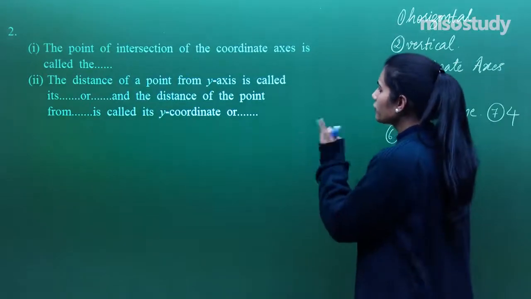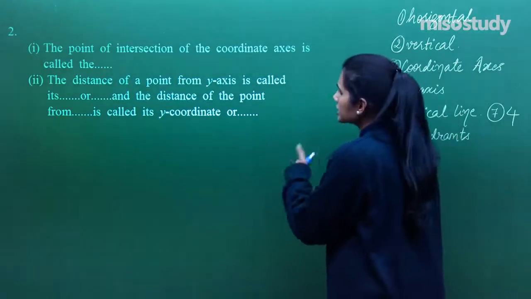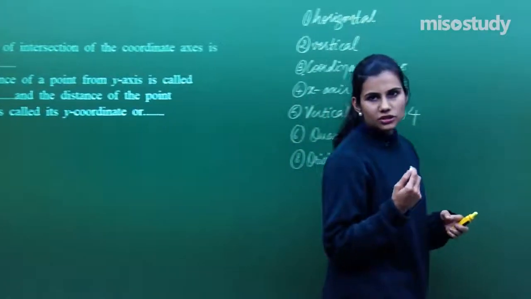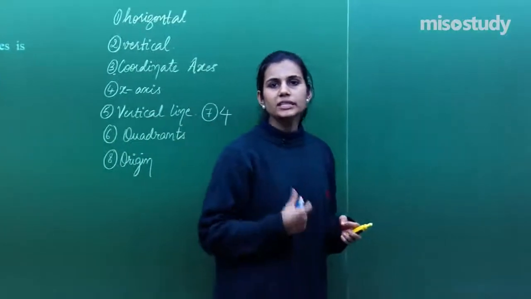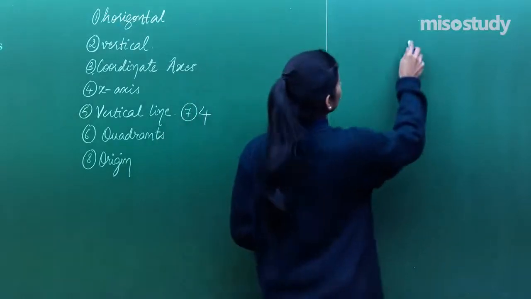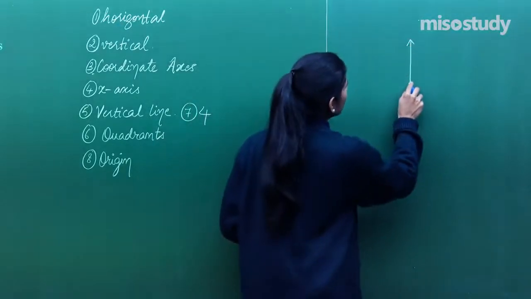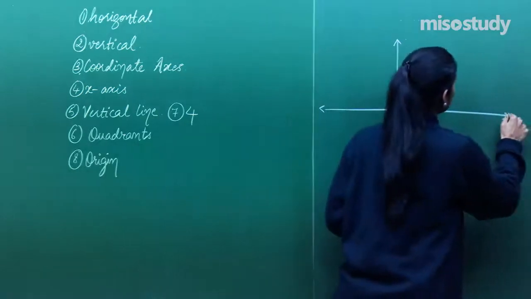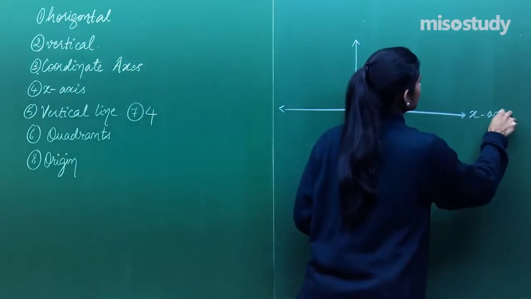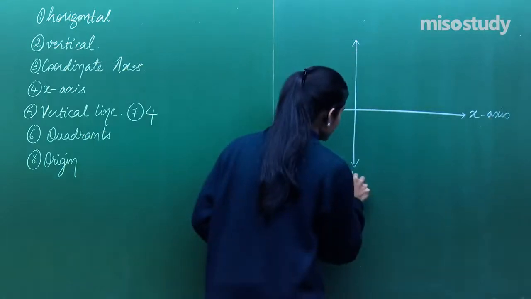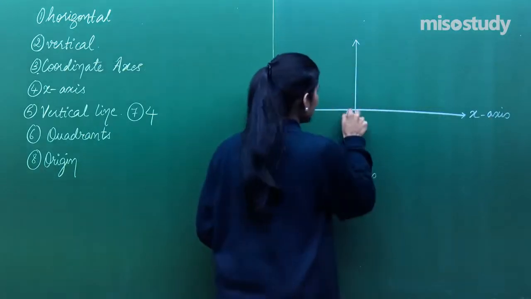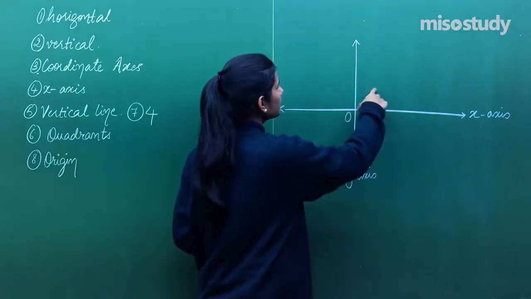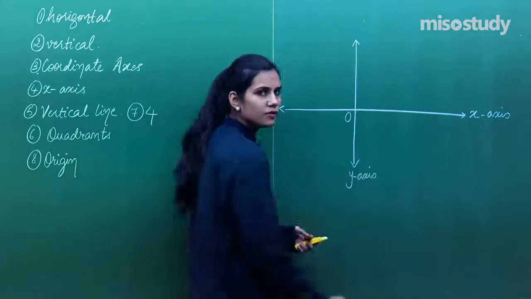The distance of a point from the y-axis is called what? The distance of the point from the x-axis is called what? Basically, let me revisit the concept of a point in the Cartesian plane. This is your plane, this is the x-axis, the vertical one is the y-axis. Both meet each other at the origin, dividing my entire plane into four equal compartments: the first quadrant, second quadrant, third quadrant and the fourth quadrant.